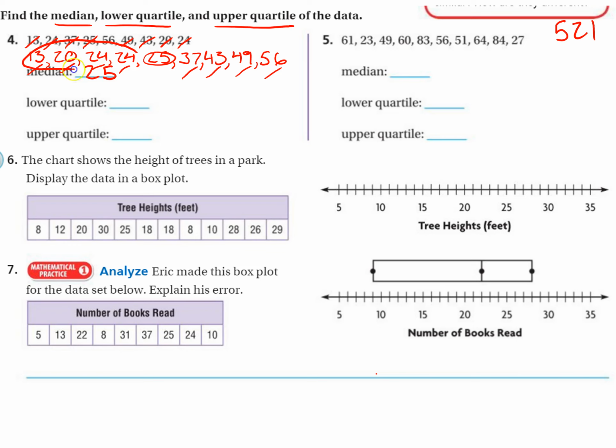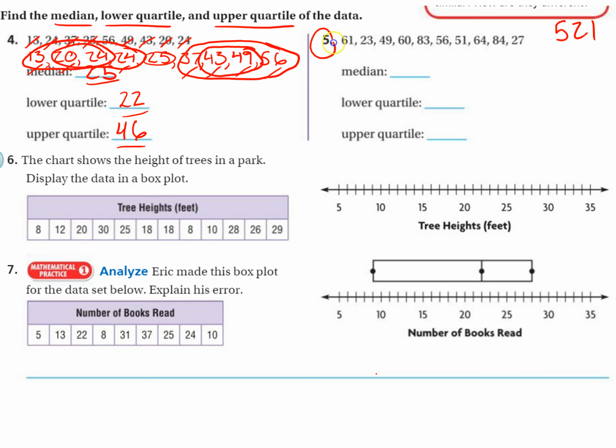Now the lower quartile, it's got two numbers in the middle, 20 and 24, and if you add those together, you get 44, and divide that by 2, you get 22. And for the upper quartile, the upper half of the data, you add these two together, you get 92. Divide that in half, and you get 46. So we have 25, 22, and 46.